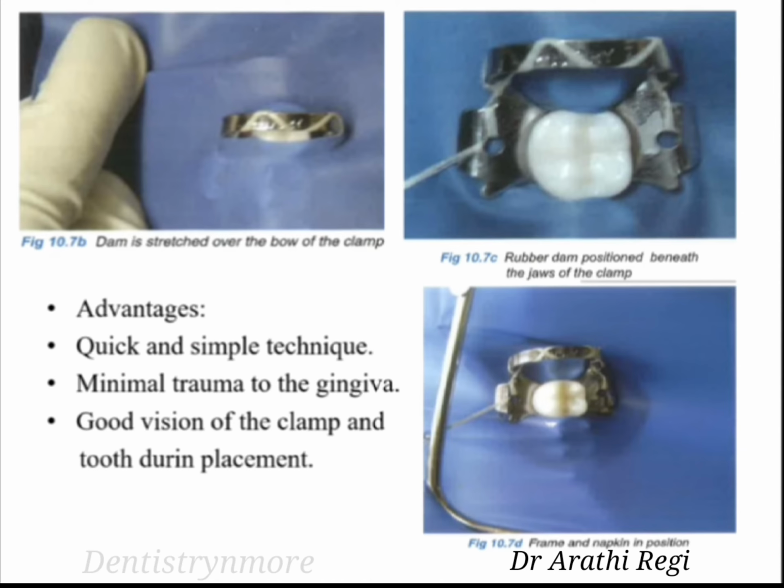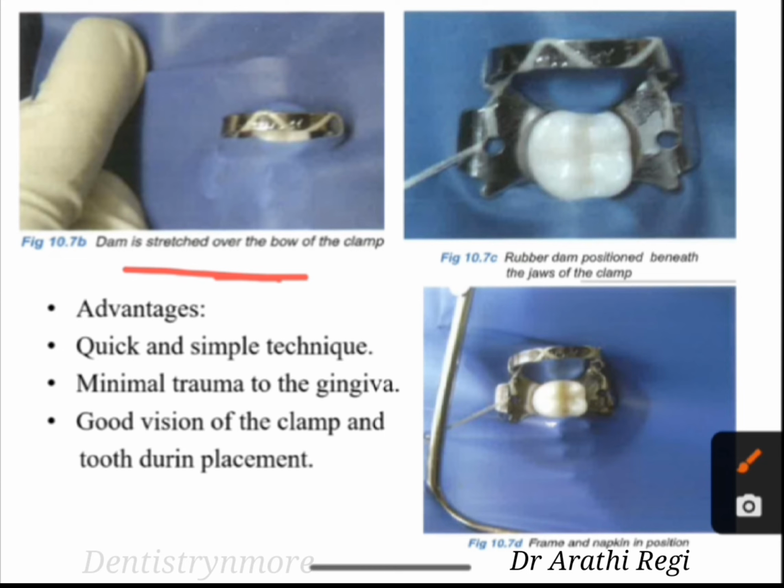So you can see the pictures here. First one is the dam stretched over the bow of the clamp. So the clamp is already placed there, and the rubber dam is positioned beneath the jaw of the clamp. And the last one is the frame and the napkin placed in position.